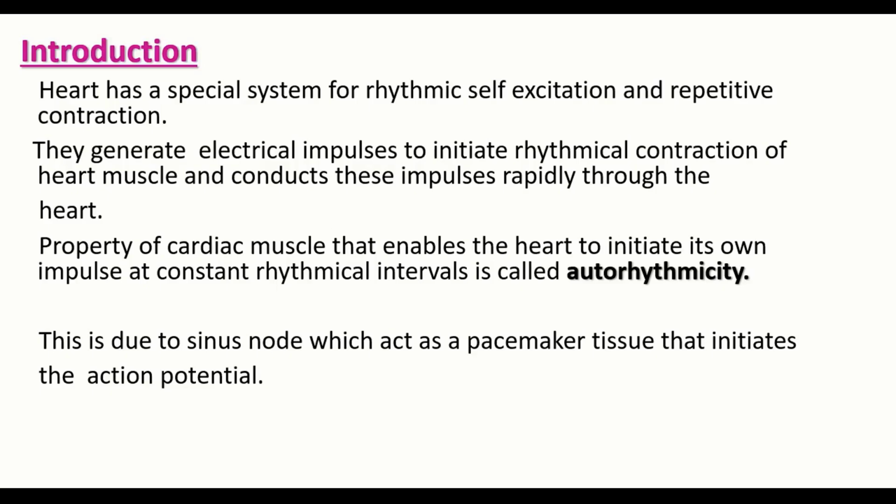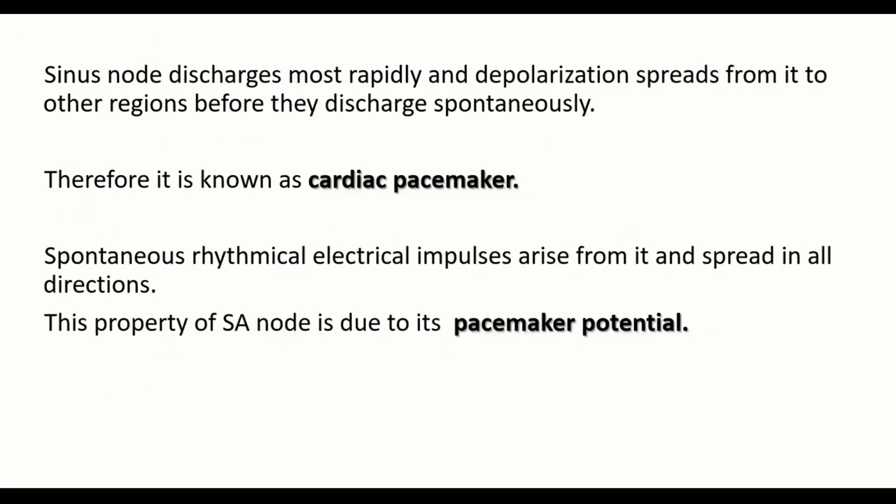Auto means self, so that is automatic rhythmical discharge and contraction. This is due to the SA node or sinus node, which acts as a pacemaker tissue that initiates the action potential. The SA node discharges most rapidly, and depolarization spreads from it to other regions of the heart before they discharge spontaneously. So because of its rapid action, this SA node is known as the cardiac pacemaker.